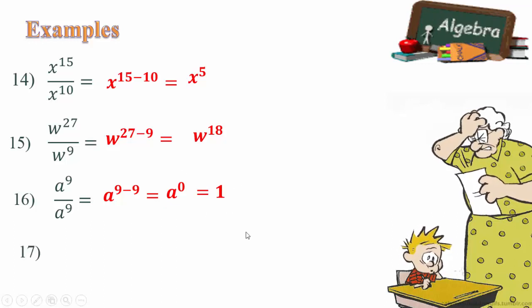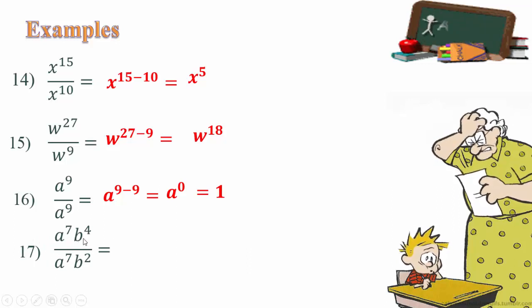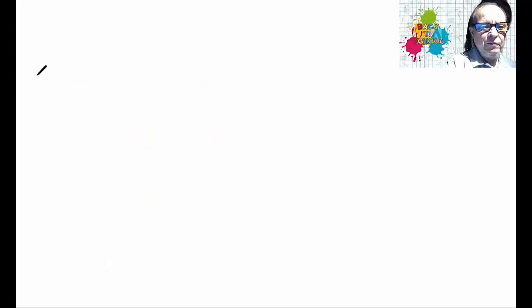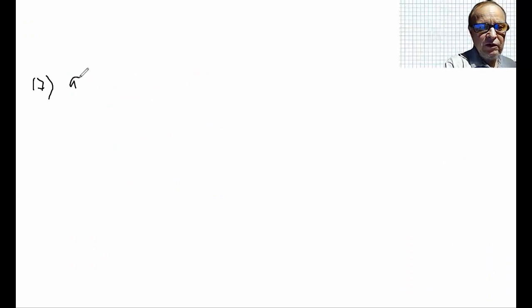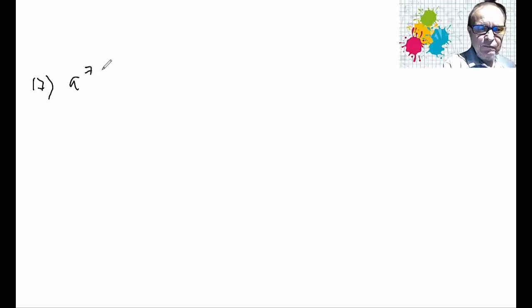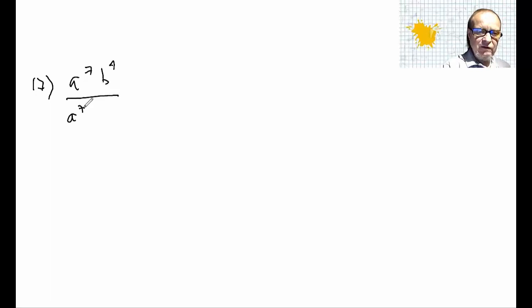In number 17, well, we have a to the 7th, b to the 4th, over a to the 7th, b squared. Now let's go to the whiteboard and work this out in greater detail. In number 17, we have a to the 7th, b to the 4th, over a to the 7th, b squared.